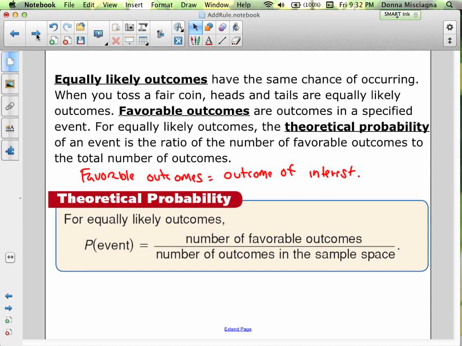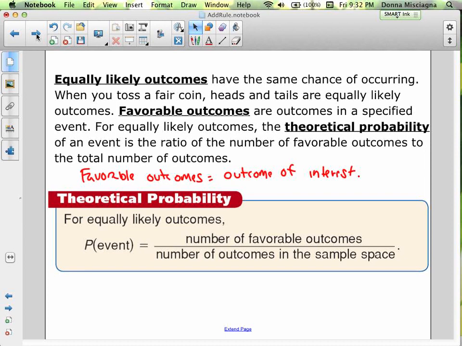So equally likely outcomes, that's the next blank in your notes, have the same chance of occurring. When you toss a fair coin, heads and tails are equally likely outcomes. Either outcome has the same chance of occurring. Rolling a six-sided dice, those 1, 2, 3, 4, 5, 6, are equally likely outcomes. They have the same chance of happening.